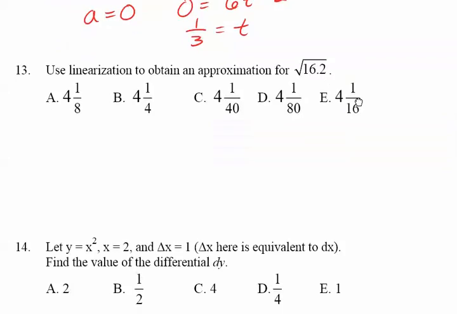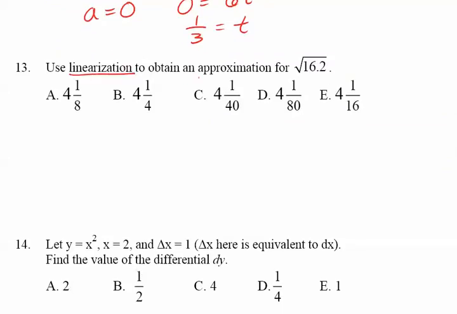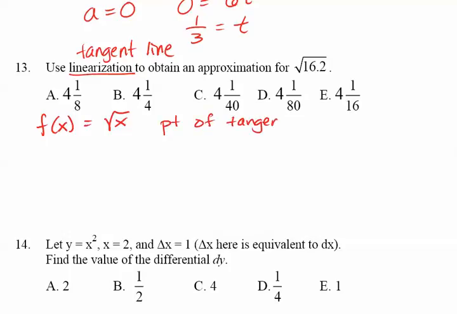All right, 13. Linearization is the same as finding a tangent line. Find the tangent line approximation. So that would mean the same thing here, of using a linear approximation. So we can use the square root function. So our point of tangency nearby is going to be 16. We know its square root is 4. So we know the square root of 16.2 is going to be a little bit bigger than 4.